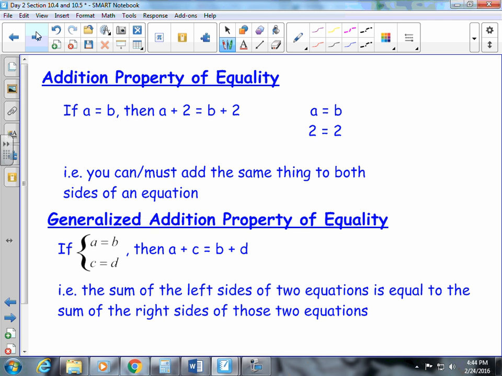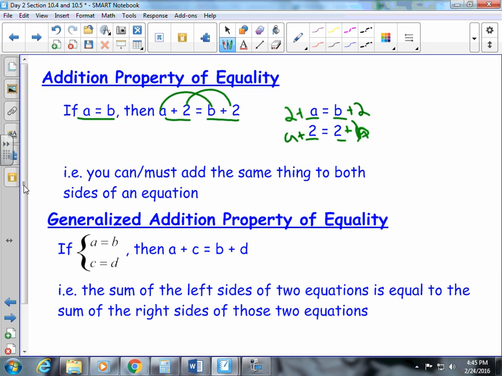The addition property of equality says that if A is equal to B, then A plus 2 equals B plus 2. That's obvious stuff. But what we're really saying is, I've got A and B equal to each other and 2 and 2 equal to each other. So I can take 2 and add it to both sides, or I can take A and B and add it to both sides. So this is the exact same statement, okay? So that should be B. So we must add the same thing to both sides in order to satisfy the equation.